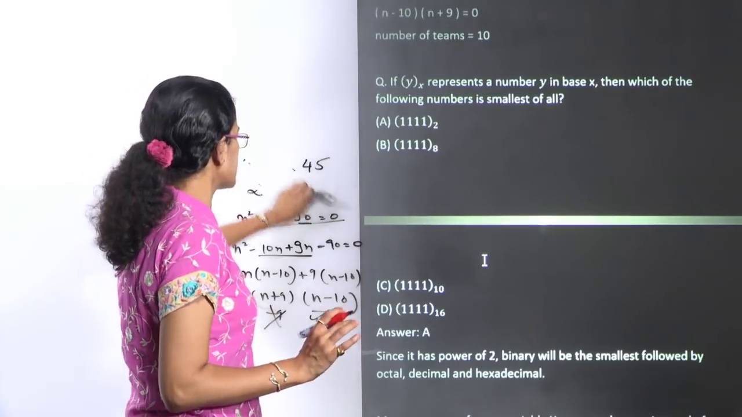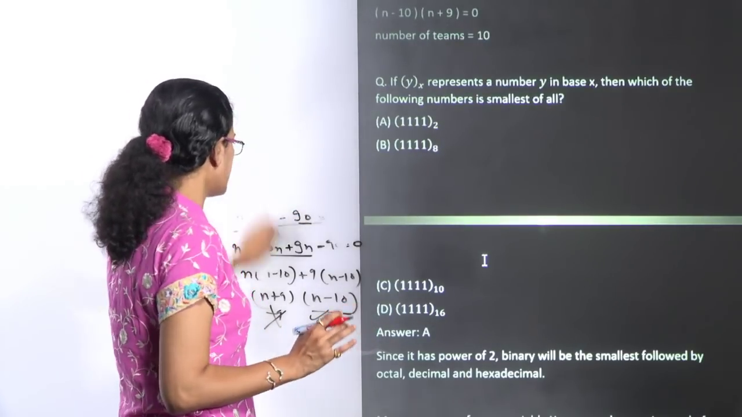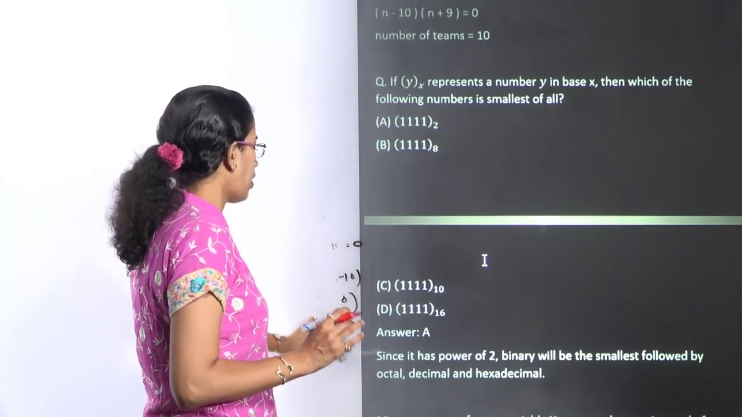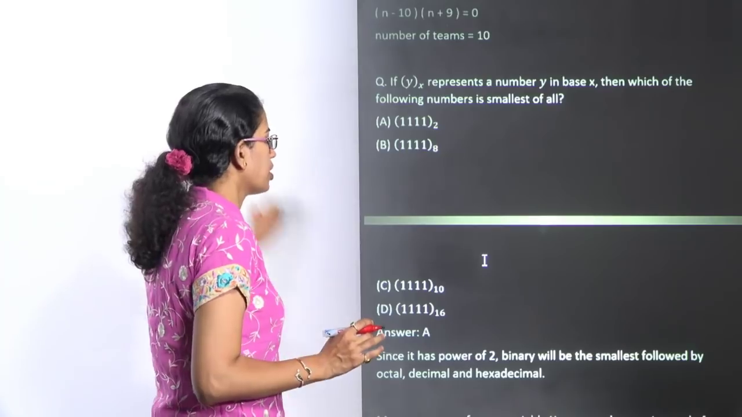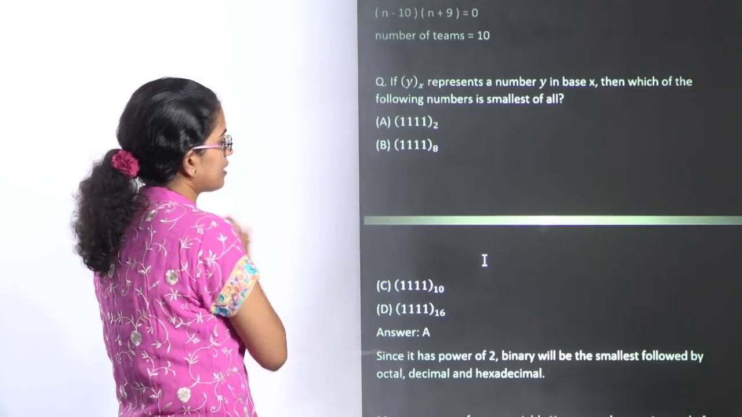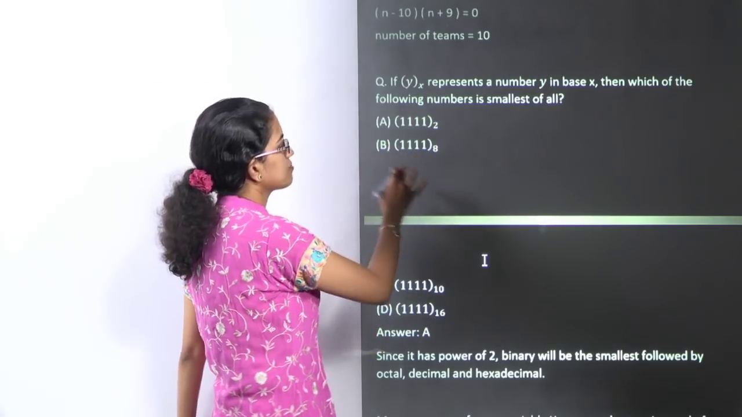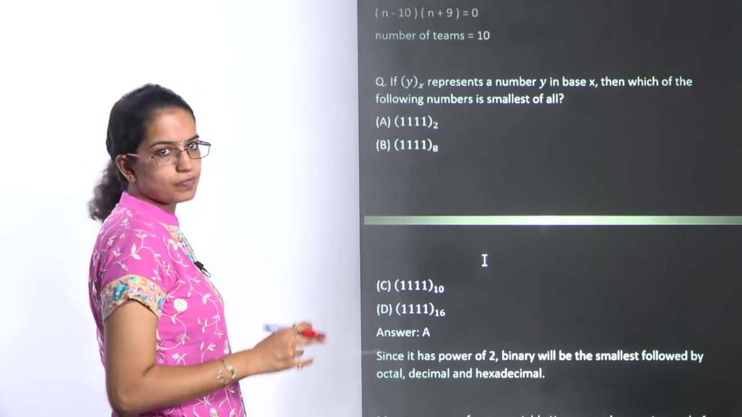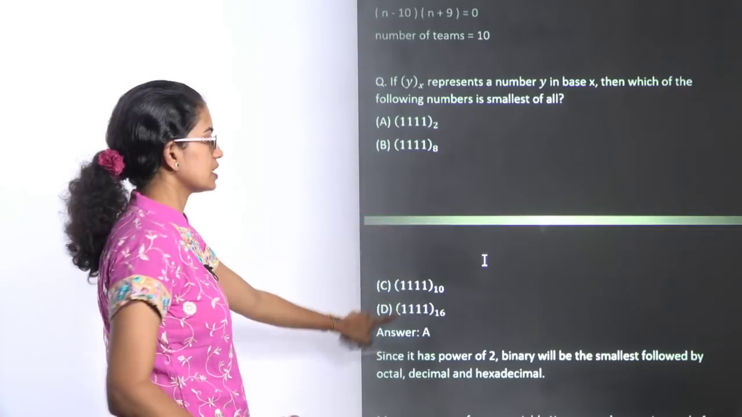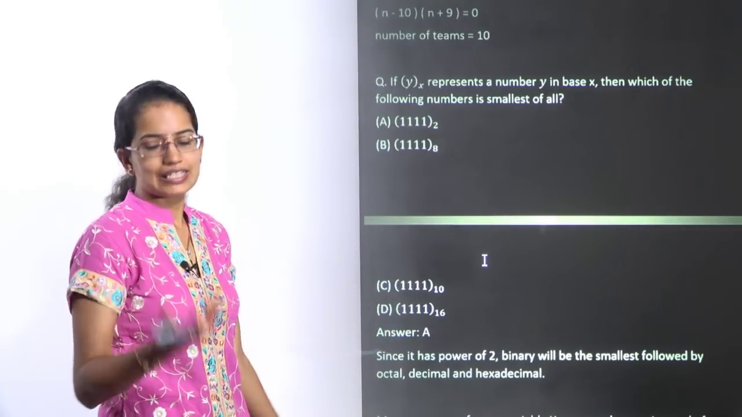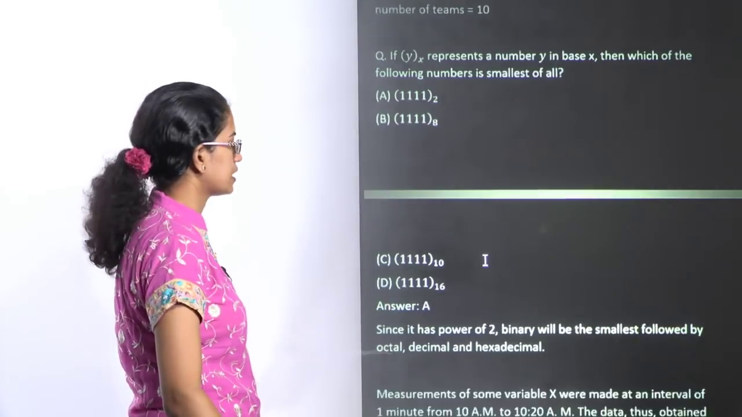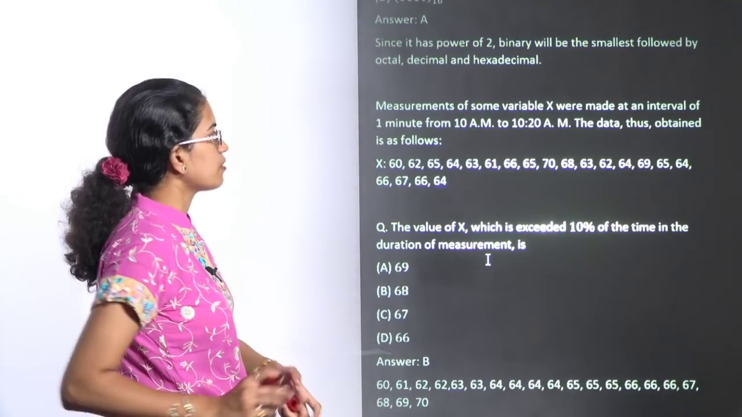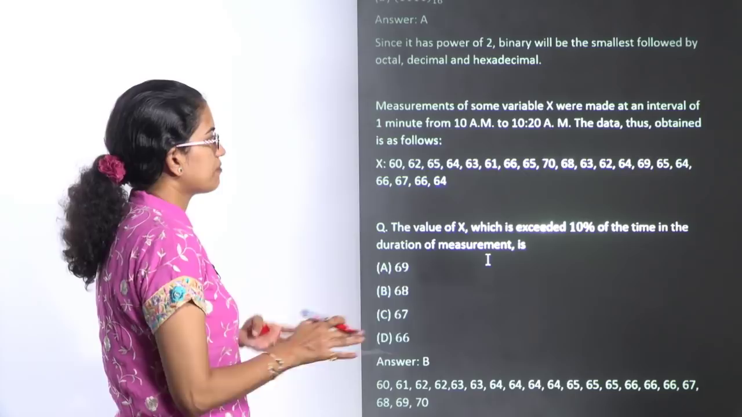Now you have a question where you have the same value in binary, octal, hexadecimal or decimal, and which of the values would be smallest. The smallest value would occur when you have the smallest base, a power of 2, that's binary. So binary would be smallest and hexadecimal would be largest, and this is a very basic question that you need to know.